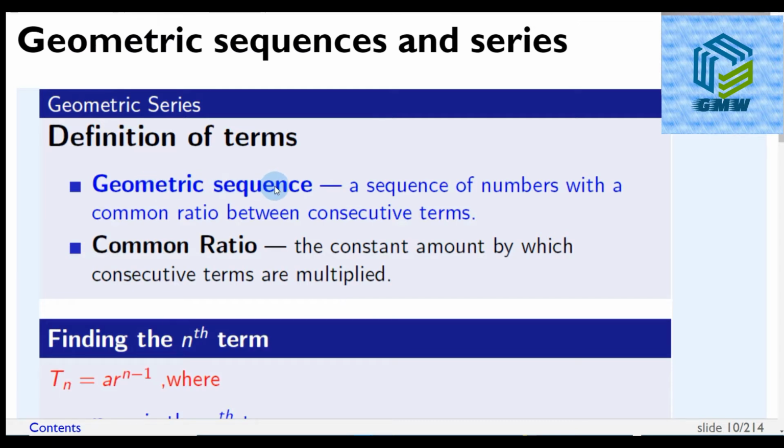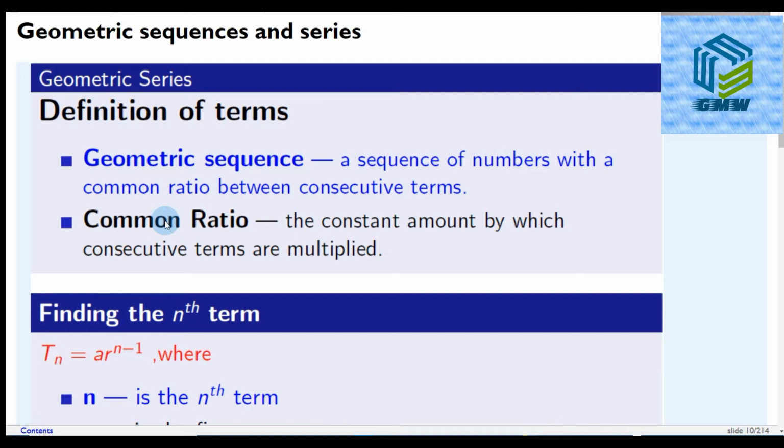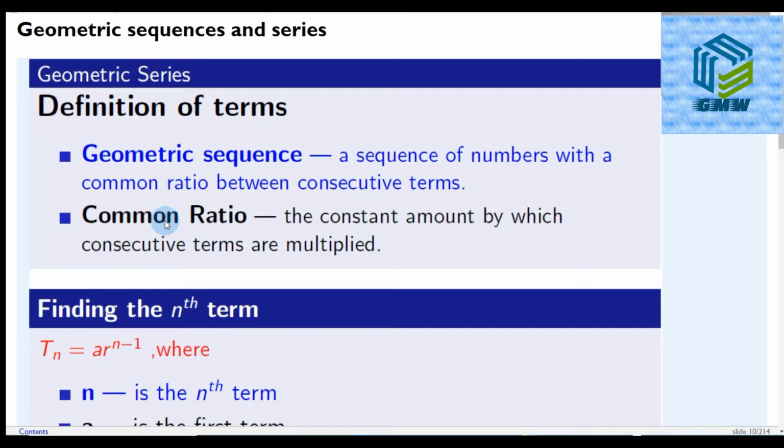Now, a geometric sequence is a sequence of numbers with a common ratio between consecutive terms. In our previous lesson, when we looked at arithmetic, we had a common difference. That means the difference between the consecutive terms was the same. In this case, what will be the same is the ratio between the consecutive terms. This is what you can also use to differentiate between arithmetic and geometric. We said it is important to know the difference. Now, the common ratio is the constant amount by which consecutive terms are multiplied.